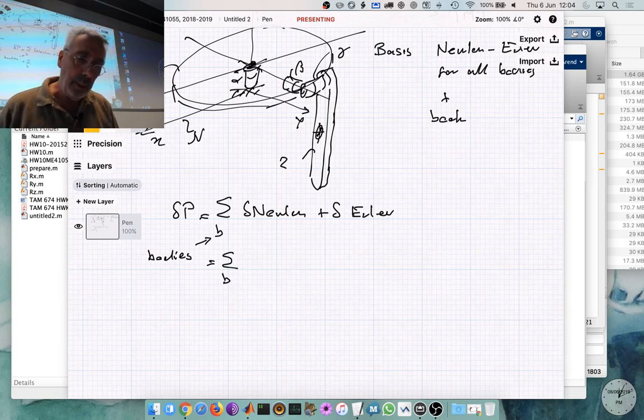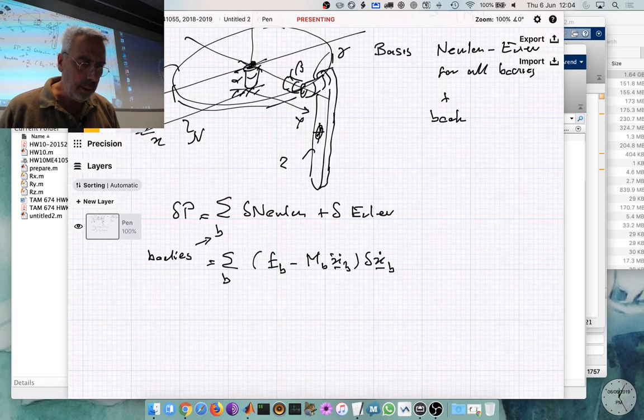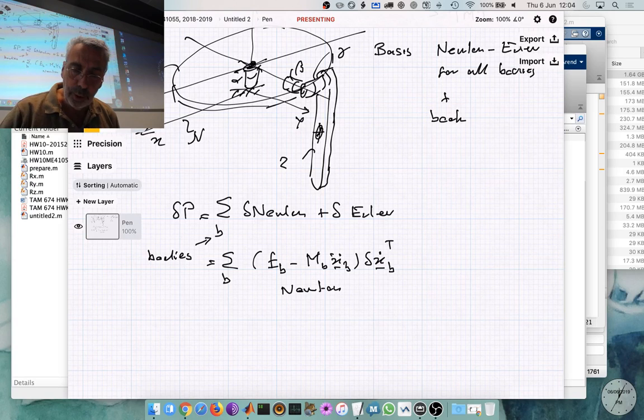Now the Newton equations, I know. The forces at the center of mass minus the mass matrix times the acceleration. And then it was virtual power, so it was times the virtual velocity, transposed, because I'm now working with vectors and matrices. So this is the Newton part, right? Super easy. And since I do the whole system, I add them all up. That's what the index B is.